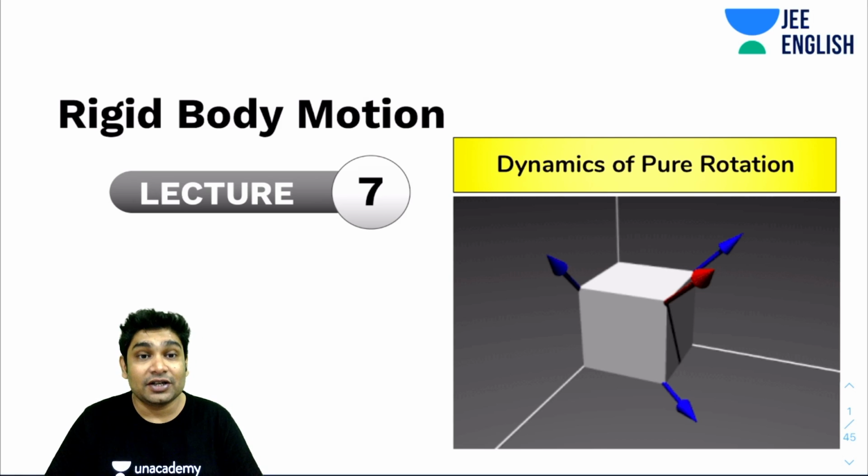This is a series that I host for class 12 and 11 students, and the topic that we are discussing right now is rigid body motion. This is lecture number 7 of rigid body motion. Today we'll be talking about dynamics of pure rotation.